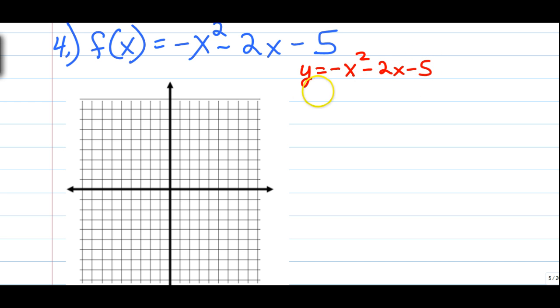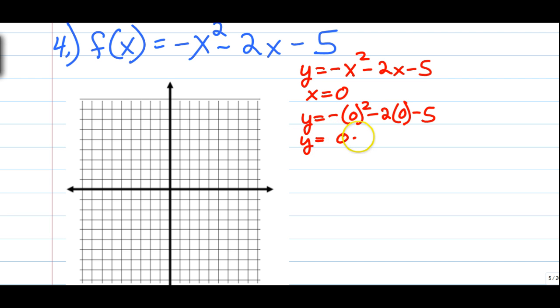Let's start with the simplest value for x, which would be 0. X equals 0. So we're going to come up with y equals negative 0 to the second power minus 2 times 0 minus 5. When we solve this down, this means that y equals 0 minus 0 minus 5, or y equals -5. So my ordered pair on this one will be (0, -5).